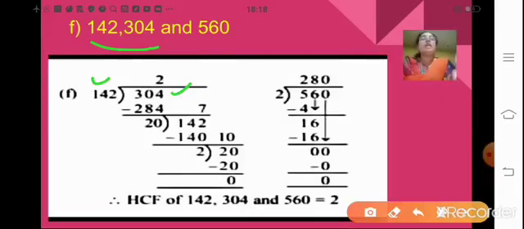So when I divide, 142 twos are 284, and when I subtract I get the remainder as 20. Now my remainder will become my new divisor, and this first divisor will become my dividend. Now when I divide this 142 by 20, 20 sevens are 140. Now 142 minus 140, the remainder is 2. Now 2 becomes my divisor and 20 will become my dividend. So 2 tens is 20 here.